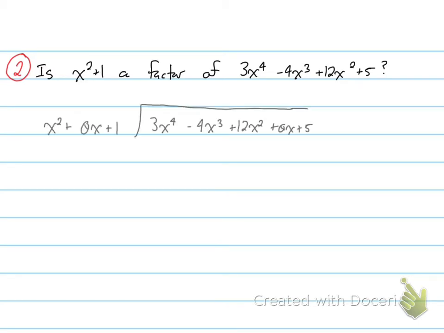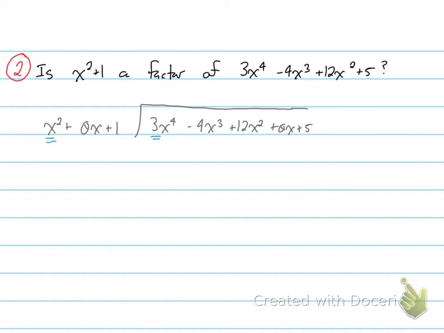So I'm going to write this out. Also, it's important, notice that I have placeholders in expressions where I don't see a term. So like I don't have an x to the first term there in my divisor, so I added a placeholder. You'll see where this is important later as we go through dividing.